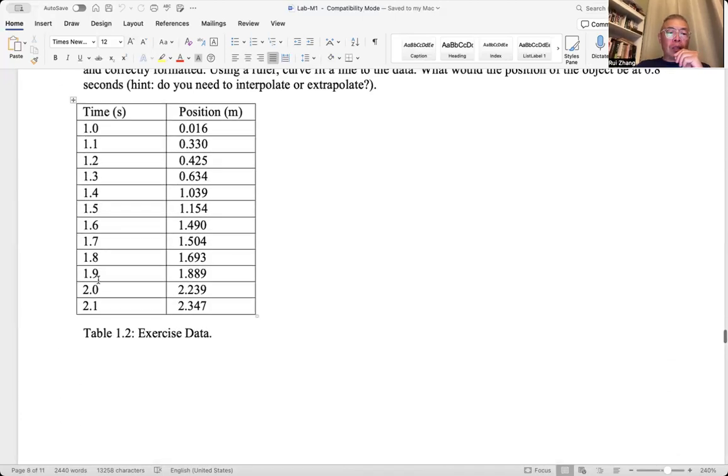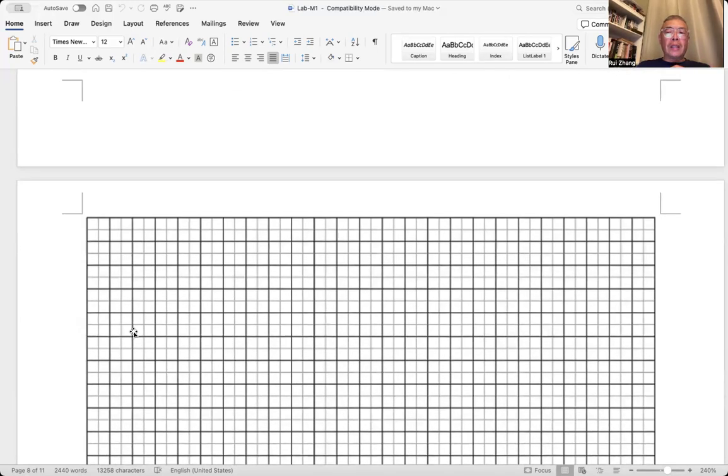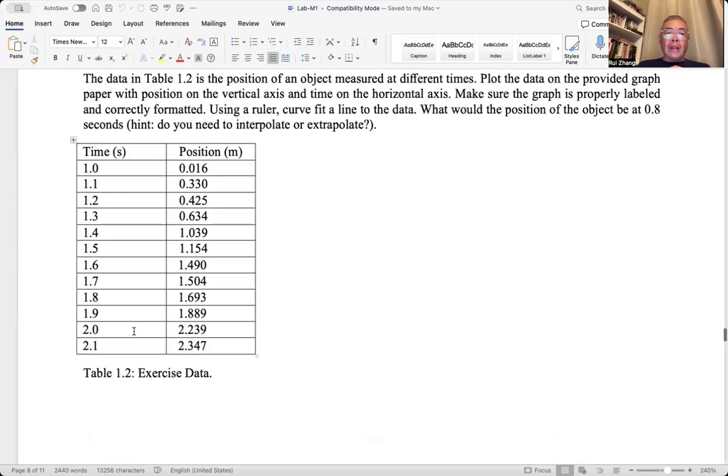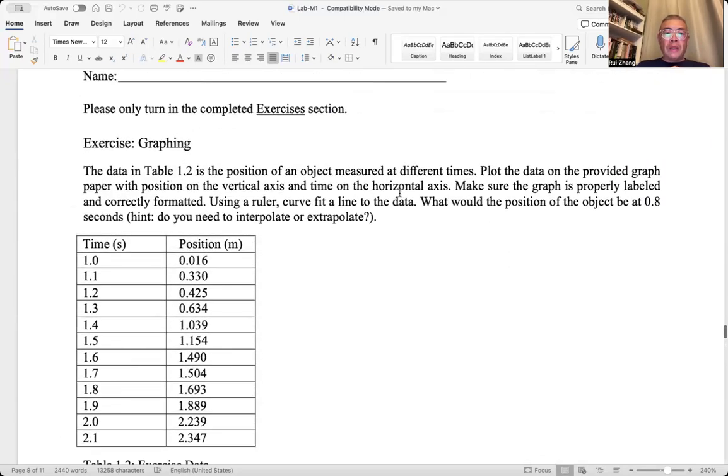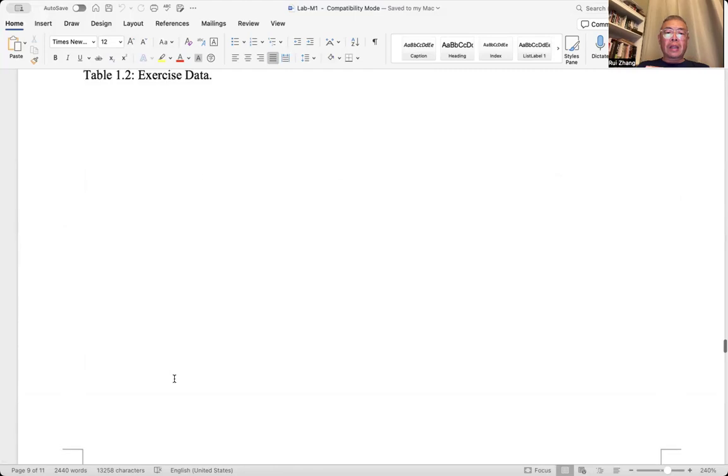Secondly, you need to put these numbers onto the graph as explained in this handout. And then you need to try to fit them with a straight line using a ruler. So you make those dots based on the scale and then use a ruler to draw a straight line. It is possible that not all the points are on the line. In that case, you just try to get as many points as possible on the line. Some points can be off. That's fine. That's called fitting.